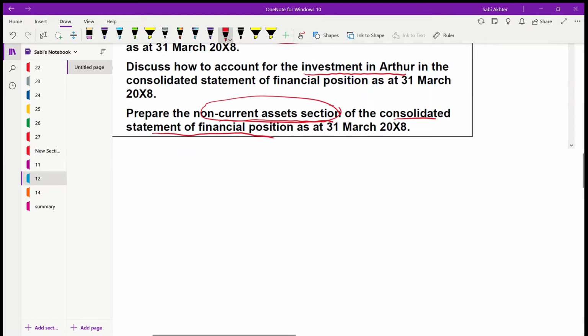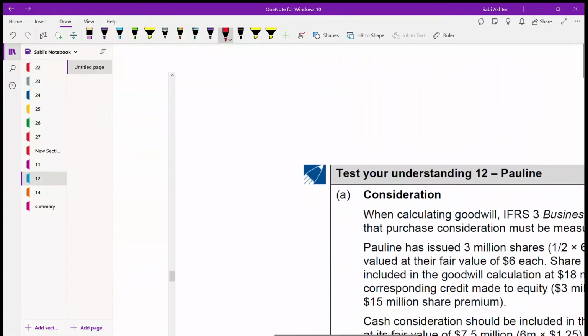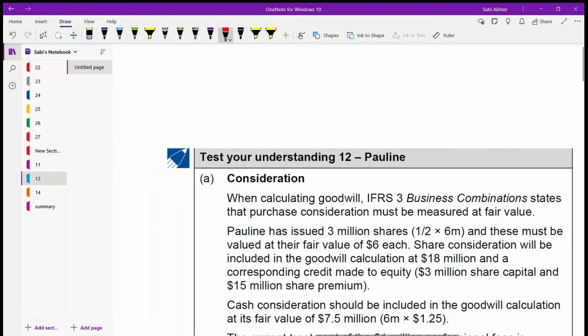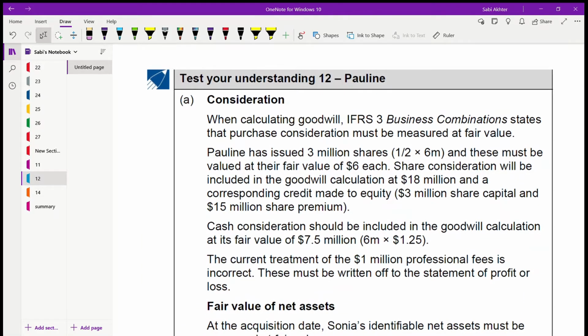Okay. So now let's see how it has been prepared. I'll be going a little bit slow here because this is a long question and you might feel lost somewhere, you might get confused. So in order for you not to get confused, I will be going slow and taking it one by one. Okay. So let's start with the consideration.